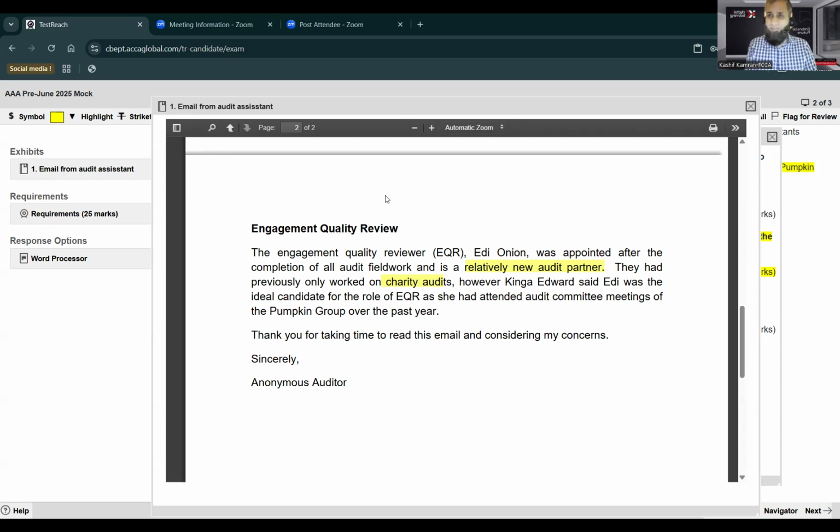So there are loads of problems. Number one, turnip. Number two, yam. Number three, engagement quality reviewer. And in the whole scenario, the attitude of Kinga was very questionable. Leadership, direction, supervision. The way she was giving judgments and the familiarity threat of tenure were the burning issues, or the most important issues of quality management, which we have come across in this scenario.